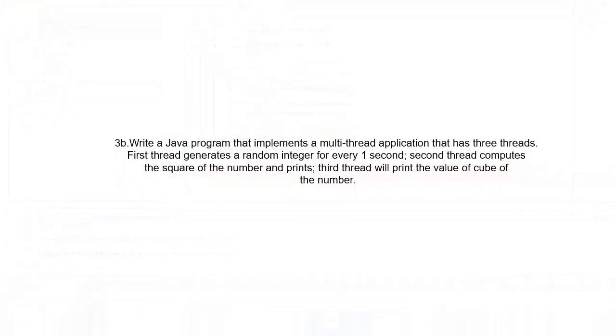So now the next program, write a Java program that implements a multi-thread application that has 3 threads. First thread generates a random integer for every 1 second. Second thread computes a square, and third thread will print the value of the cube at that number.